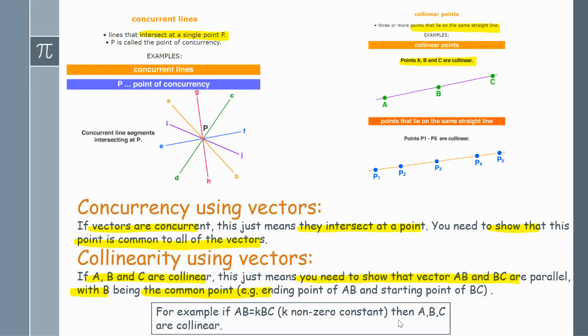e.g. B is the ending point of AB and the starting point of BC, this insinuates that vector AC is one straight line with point B in the middle of it. So to show concurrency and collinearity, we often use the fact that if AB is a scalar multiple of BC and the point B is in common, then A, B, and C lie on the same vector or are collinear.